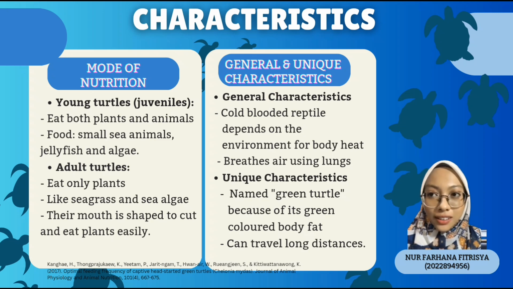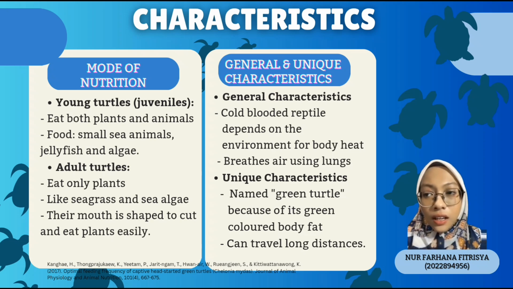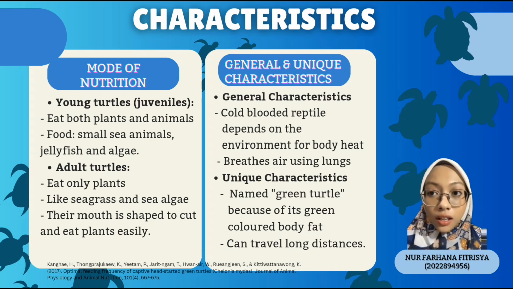First, let's look at the young turtles. They eat both plants and animals. Some of their food includes small sea animals, jellyfish, and algae. As they grow into adults, green turtles change their diet. Adult turtles eat only plants like seagrass and sea algae. Their mouth is shaped in a special way to help them cut and eat plants easily. So, young turtles are omnivores, but adults are herbivores.